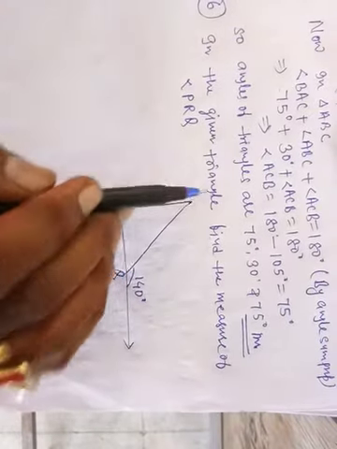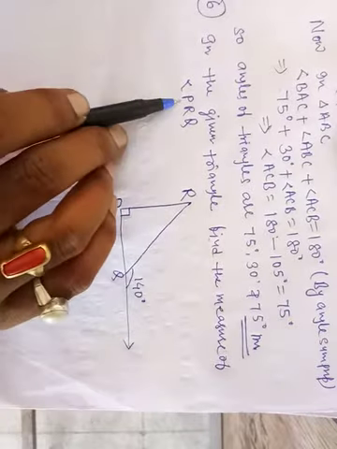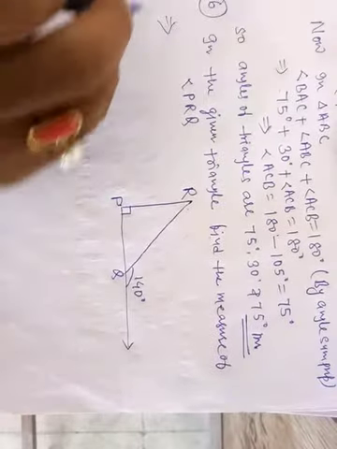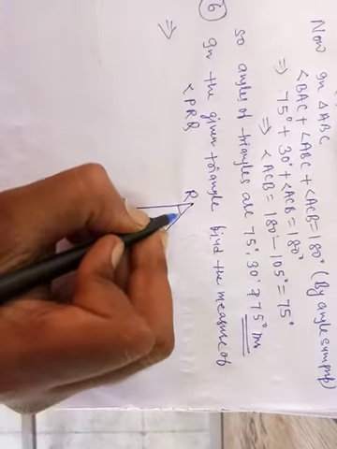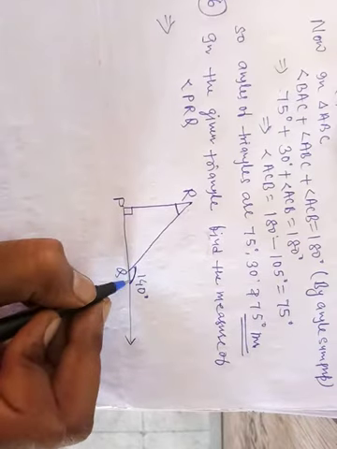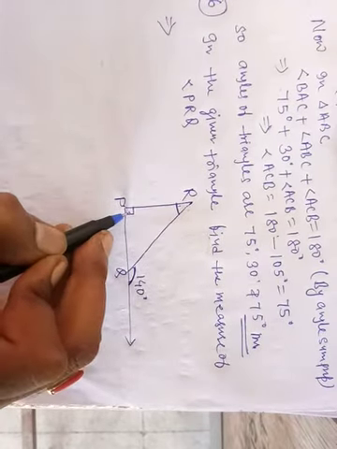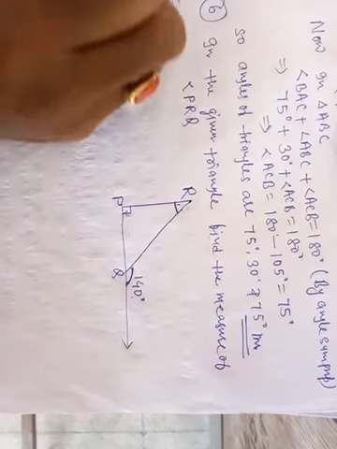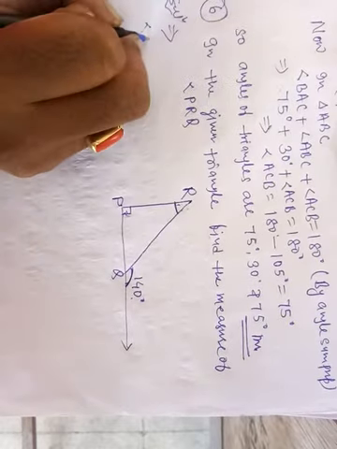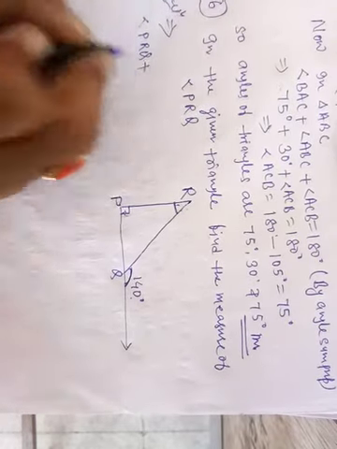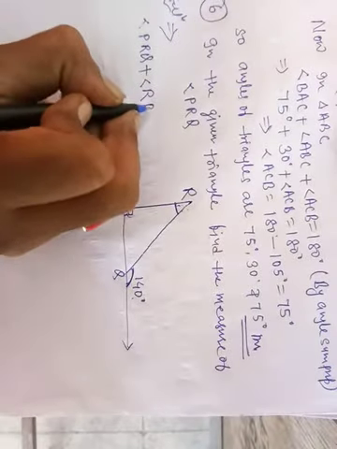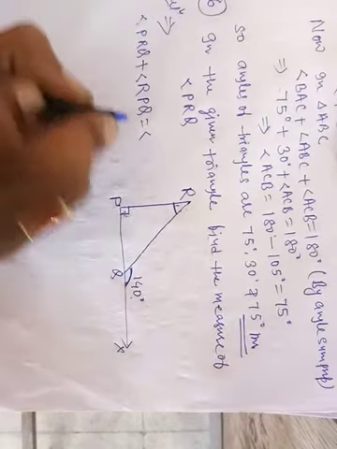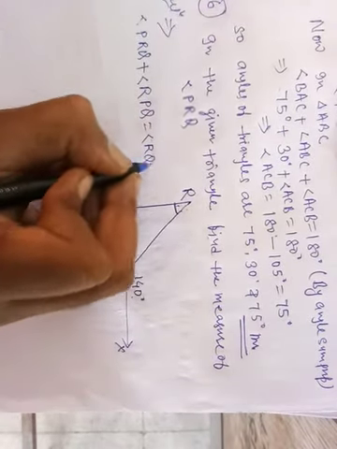In the given figure, in the given triangle, find the measure of angle PRQ. So we know that the sum of opposite interior angles, corresponding to this exterior angle, these two angles are the opposite interior angles. So the sum of these two angles is equal to the exterior angle. So what will we write in the solution? We will write angle PRQ plus angle RPQ is equal to angle RQX. Give it any name here, give x, this is RQX.